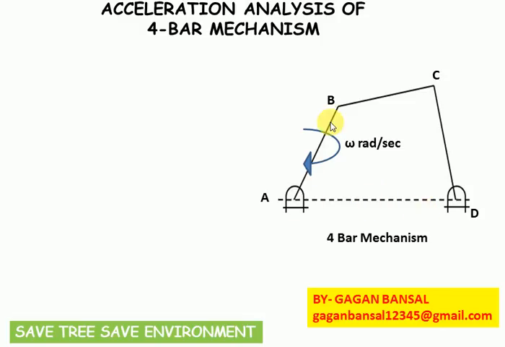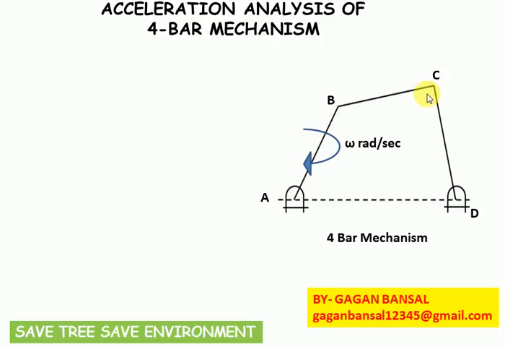Link AB is rotating with constant angular velocity, that is omega radian per second, and we know that the velocity of any point on the link is perpendicular to the link, and its magnitude is omega times the distance of the point from the fixed center. So let's start with the velocity diagram of the 4-bar mechanism.